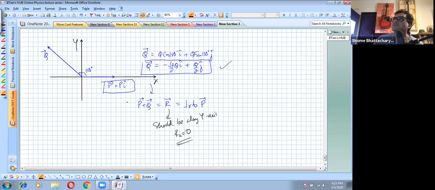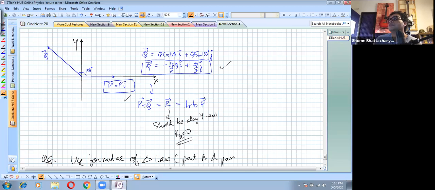You've expressed P and Q in component form. Now add P and Q to get the resultant and put the condition on the resultant that its x component should be zero. Similarly, in question 8, use the formulae of the triangle law, part A and part B. Like we've done a couple of questions back, just substitute the magnitude of A plus B and the magnitude of A minus B with that formula and apply the condition. You will see you get the answer, whatever you're looking for.